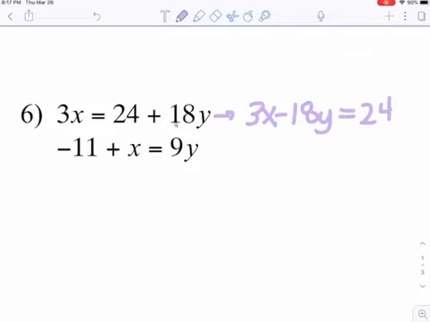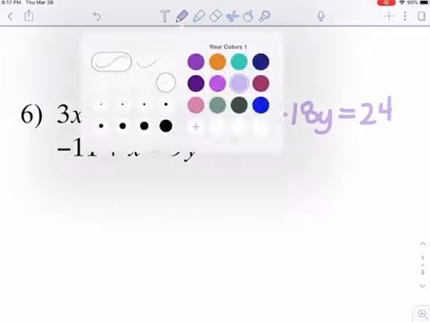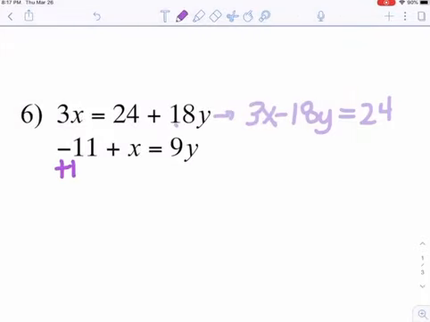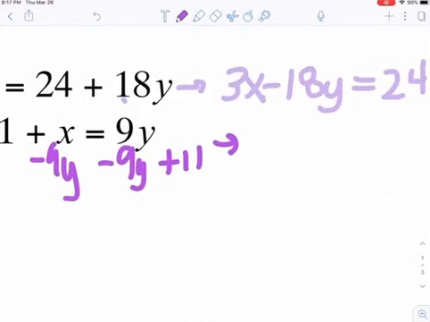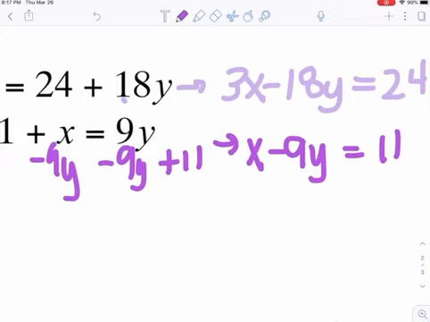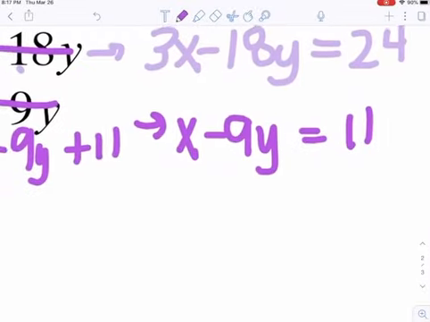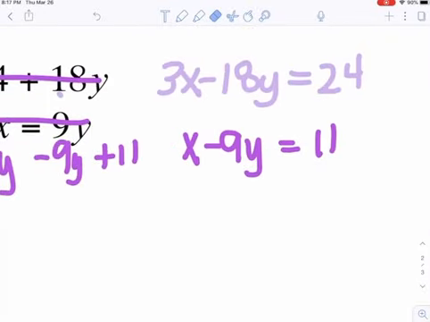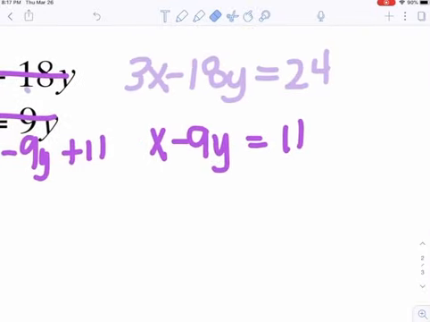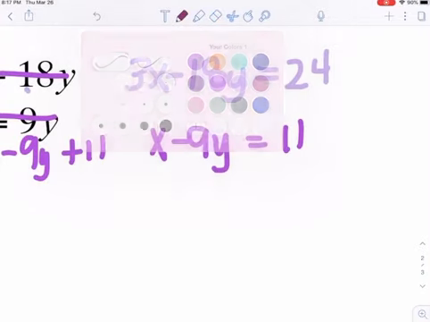So we have that. In this one down here, I'm going to add the 11y. I'm going to add the 11 to this side. I'm going to bring over the 9y. So my new equation is going to be x minus 9y equals positive 11. Okay, so I'm going to cross these out now. And these are the two equations that I'm looking at. So let me separate these.